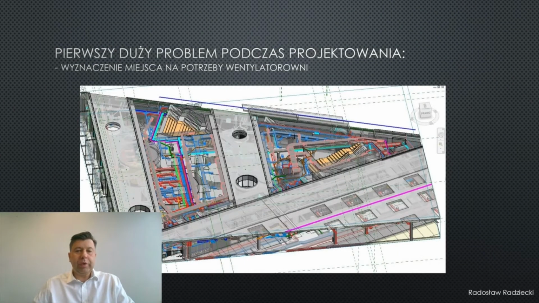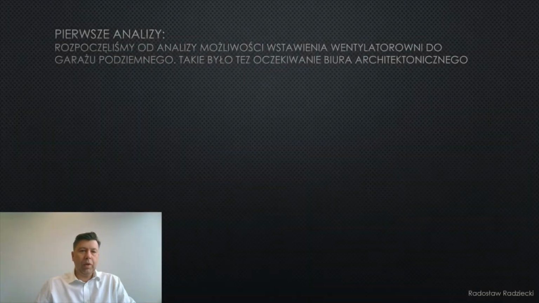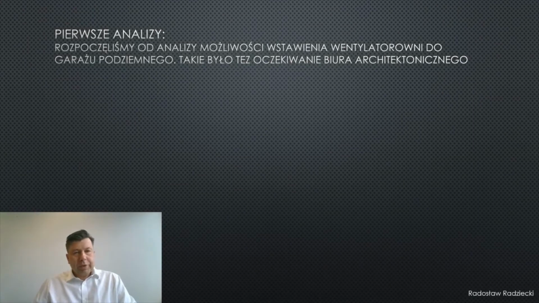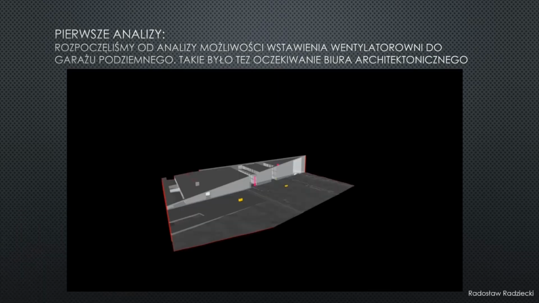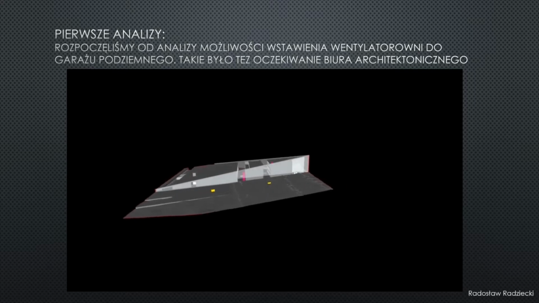The major problem we faced in the designing phase, on the conceptual phase, was the location of the ventilator room, where 6 large ventilation systems are located, and also the compressor house for the compressed air. On the concept level, we started analysis of how to put the ventilation room in the underground garage, and that was also the expectation of the architecture office.